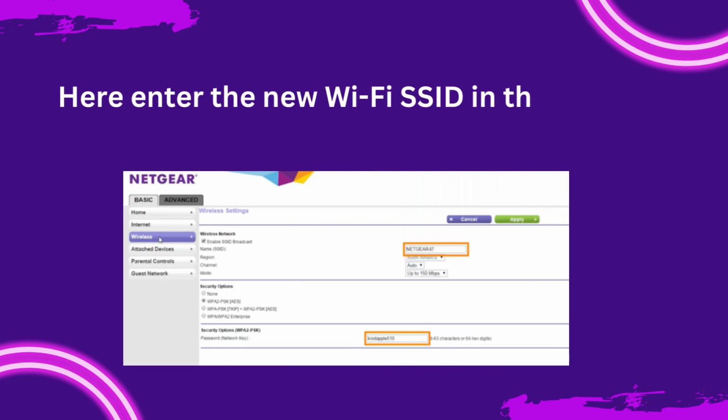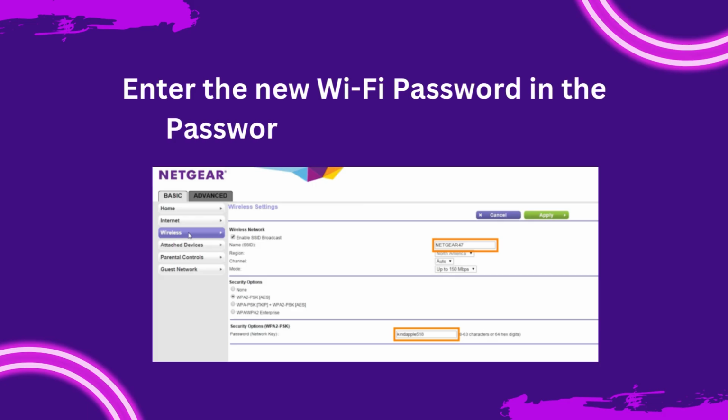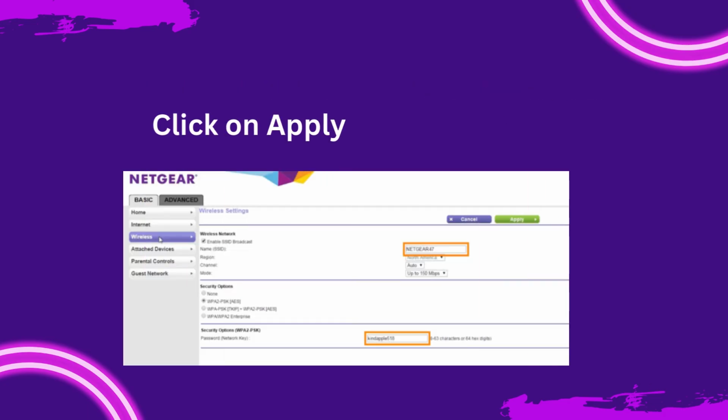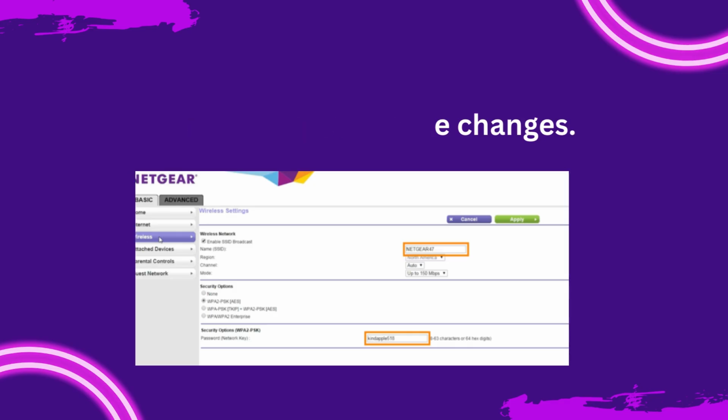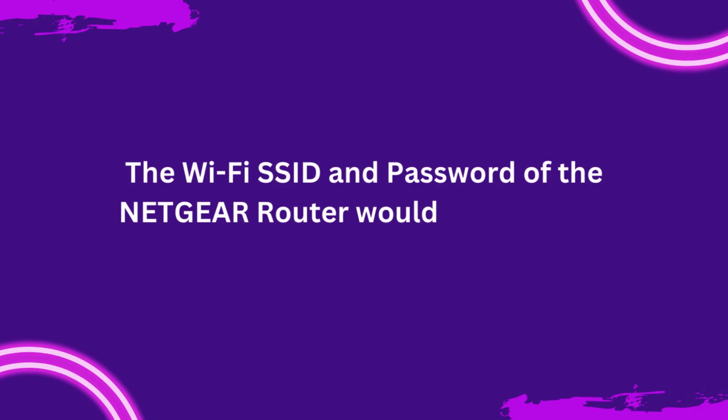Here enter the new Wi-Fi SSID in the Name (SSID) field. Enter the new Wi-Fi password in the Password (Network Key) field. Click on Apply to save changes. The Wi-Fi SSID and password of the Netgear router would be changed.